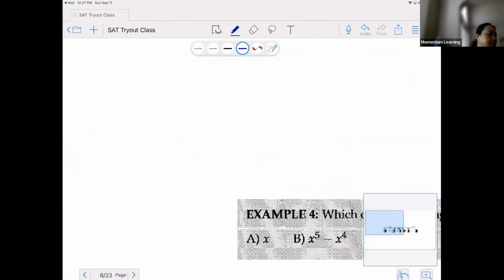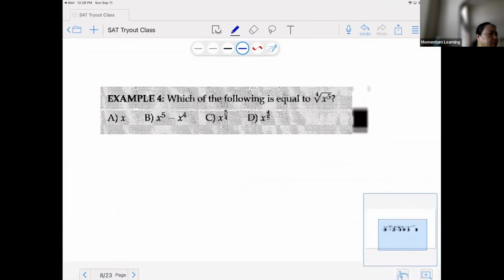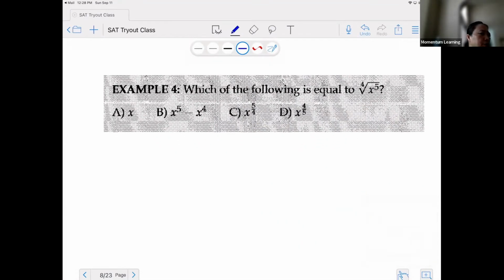Okay, let's look at the next example, example 4. Which of the following is equal to this? This is actually a formula that we haven't done in the beginning. This is in algebra 2. I think in algebra 1, we didn't go over this formula. So this is just down, it will be a to the m. So we still have the m, but then this one will go inside the root, inside m here.